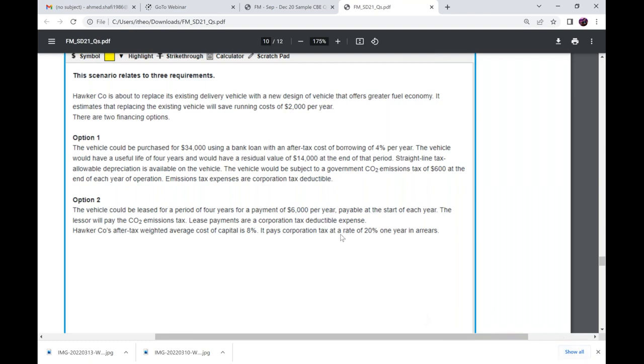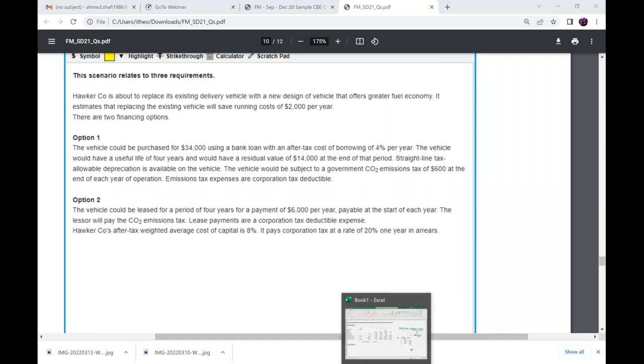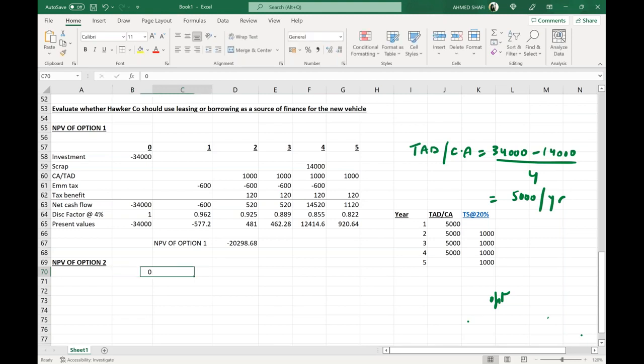So option two, when you are finding NPV of option one, record all cash flows of option one. When you are finding NPV of option two, record all cash flows of option two. So machine could be leased for 4 years for a payment of 6,000 per year, payable at the start of each year. Lessor will pay the CO2 tax. Lease payments are tax deductible. Hawkers' after tax cost of capital is 8%. So in option two, you are leasing for 4 years, right? So again, 0, 1, 2, 3, 4. Okay.